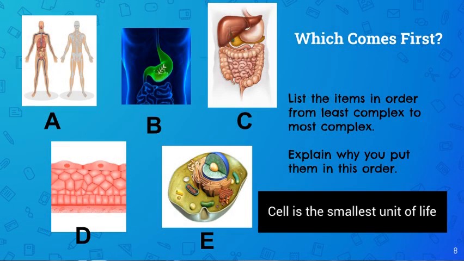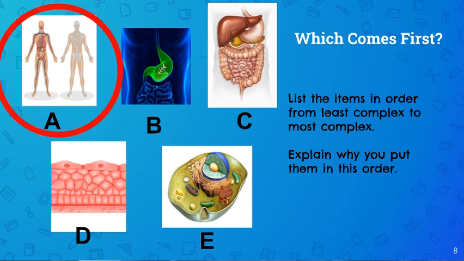This little warm up activity is just to get your brains thinking about these items that are on the screen, listed A, B, C, D, or E. Which of them do you think came first? In other words, which ones do you think were the least complex? Very, very simple things versus the things that are a little bit more complex, a little bit more complicated.